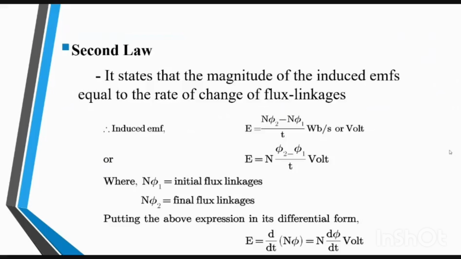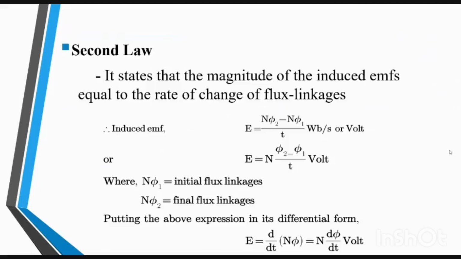Second law. It states that the magnitude of the induced EMF is equal to the rate of change of flux linkages. The induced EMF E equal to N phi 2 minus N phi 1 divided by T in Weber per second or volt. That is, E equal to N into phi 2 minus phi 1 divided by T volt, where N phi 1 is the initial flux linkages, N phi 2 is the final flux linkages.